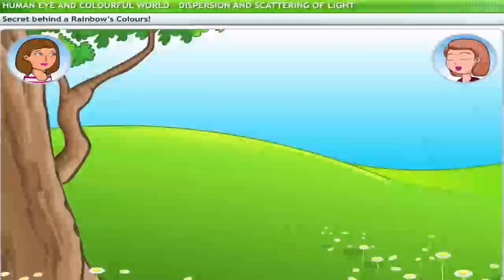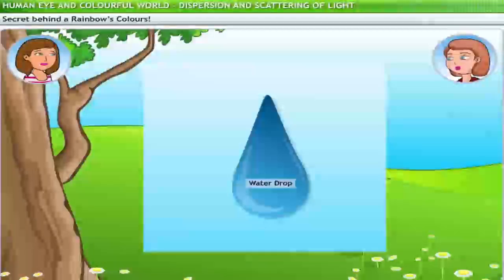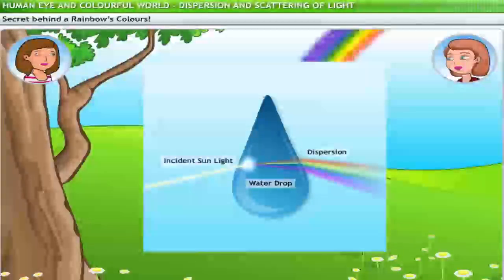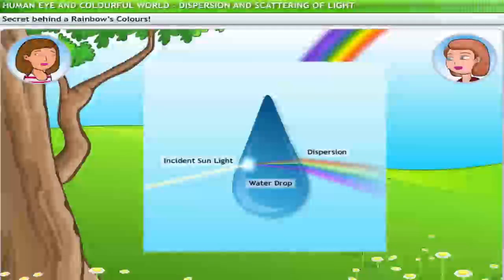On a sunny day, when the rainfall has just stopped, some raindrops remain suspended in the air. These drops act like refracting media, like prisms, for the sunlight. When sunlight is incident on these raindrops, it gets refracted and disperses to reveal its constituent colors. Thus, you can explain the formation of a rainbow through the concept of the dispersion of light.